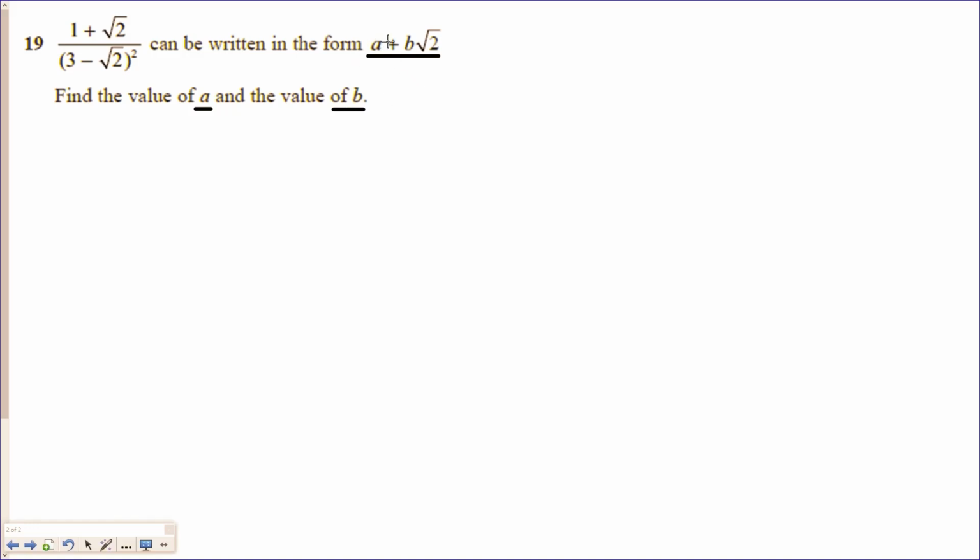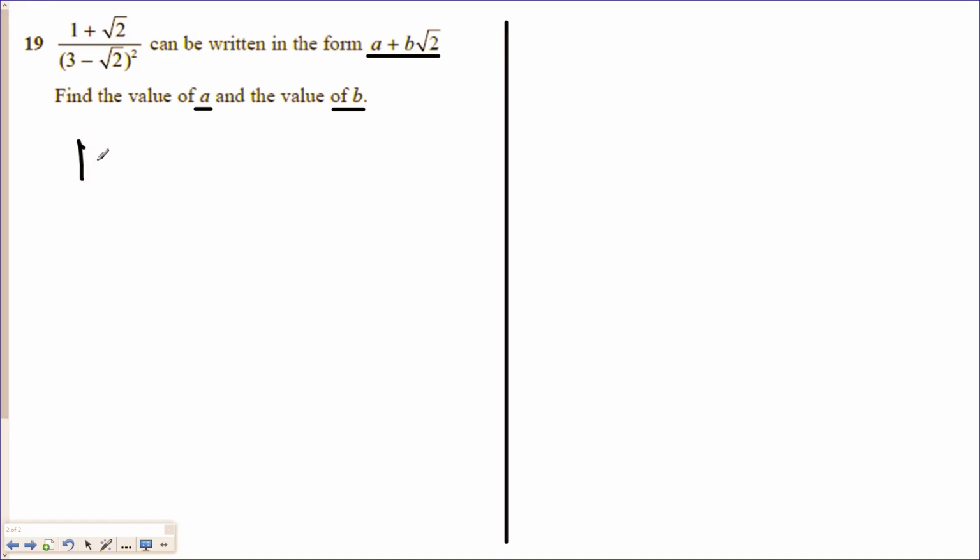Now this doesn't necessarily mean that a and b are going to be whole numbers. They can also be fractions, of course. I think what it does mean though is that we have to rationalize the denominator at some point for it to be written in the form a plus b root 2, and in order to do that we have to expand the double brackets. So let's start.